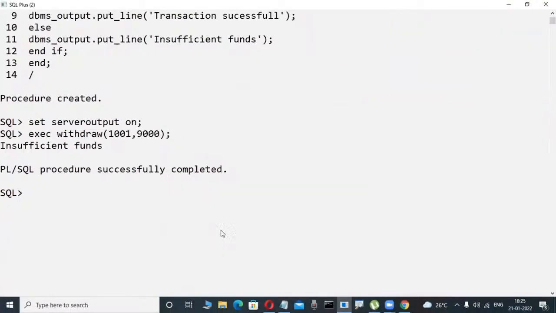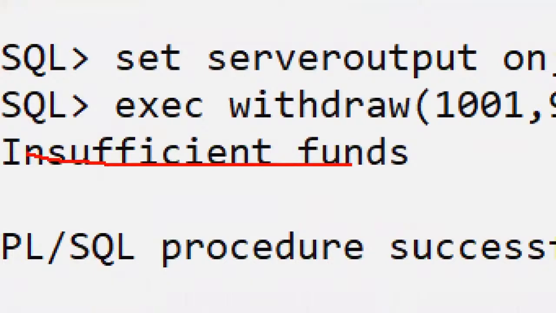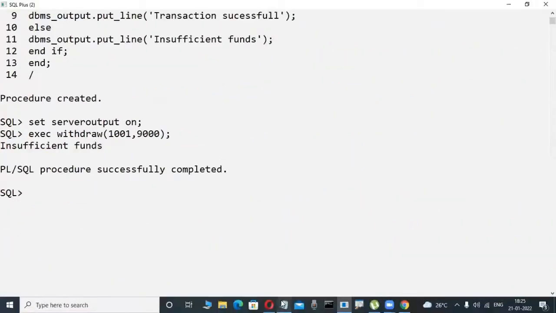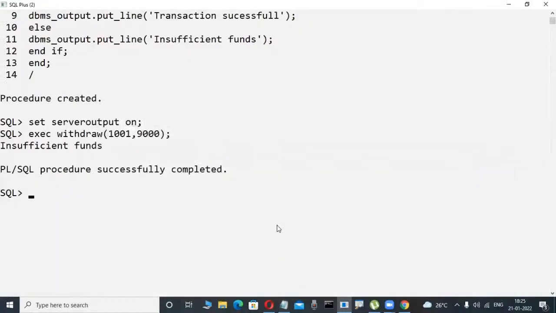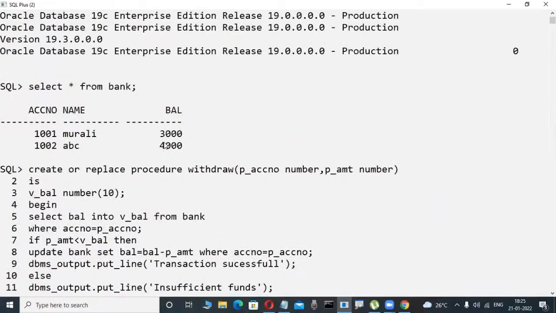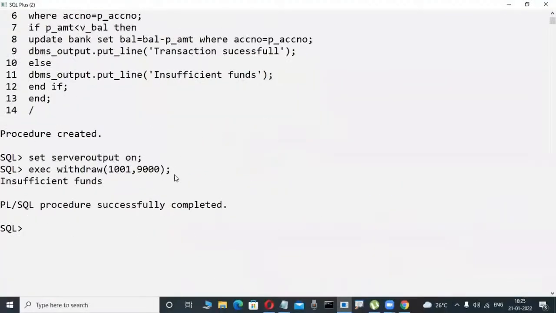Now suppose, for example, observe the logic here. Insufficient funds is a message, it will be displayed or not? Yes. Now check it out. In another case, OTP validation and all those things are the same. For example, in this case my balance is 3,000. Now I try to withdraw 2,000 rupees, for example.